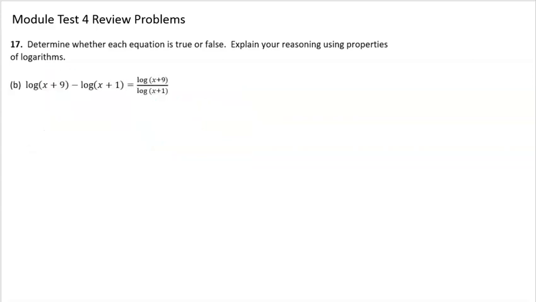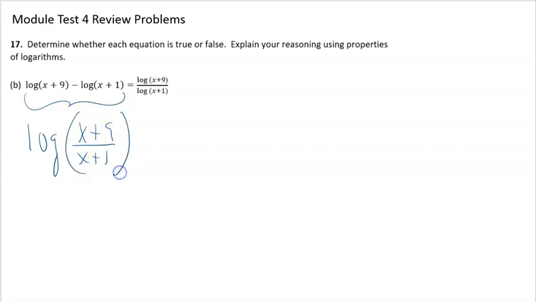All right, next, we look at that. Again, you're trying to decide if it's true or false. Now, if I don't look at the right side at all, and I just simplify the left side, that is a condense problem, right? So I'm trying to condense this. Subtraction means division. And I write x plus 9 divided by x plus 1 inside a single logarithm.